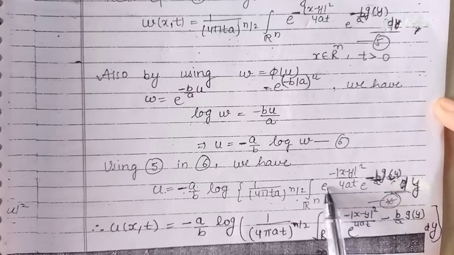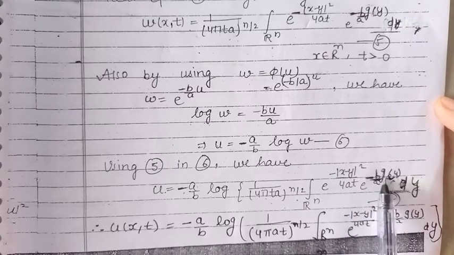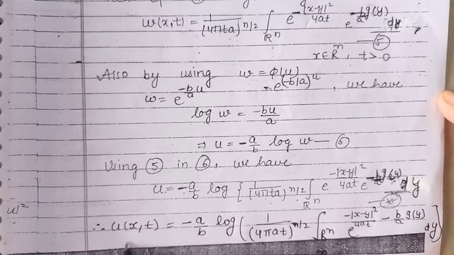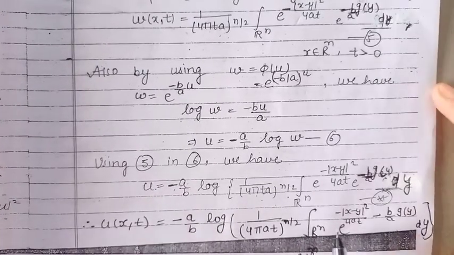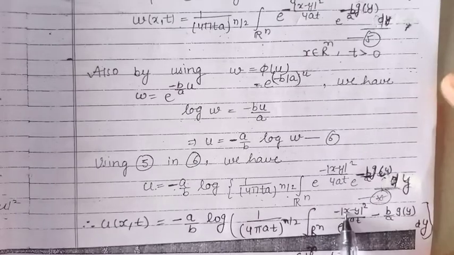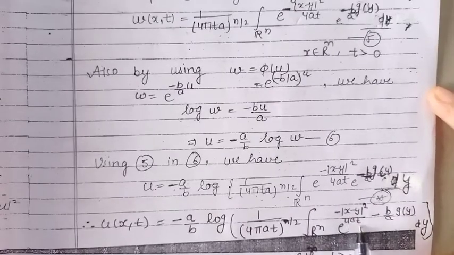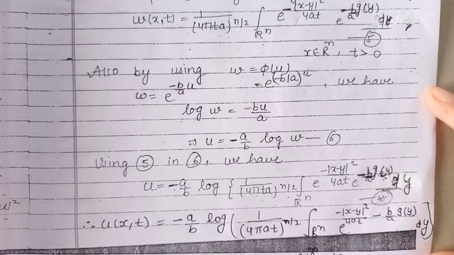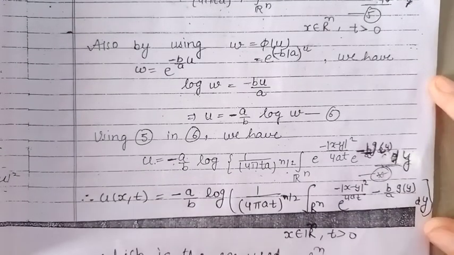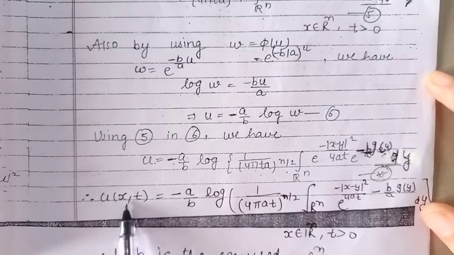Now because the base of these two terms is same, the powers can be added. So finally the solution u becomes minus a upon b into log of 1 upon 4 pi a t whole raised to the power n by 2 integral over Rn e raised to the power minus mod x minus y square upon 4 a t minus b g upon a. Here x belongs to n-dimensional real Euclidean space and t is positive. So this gives us the required solution.